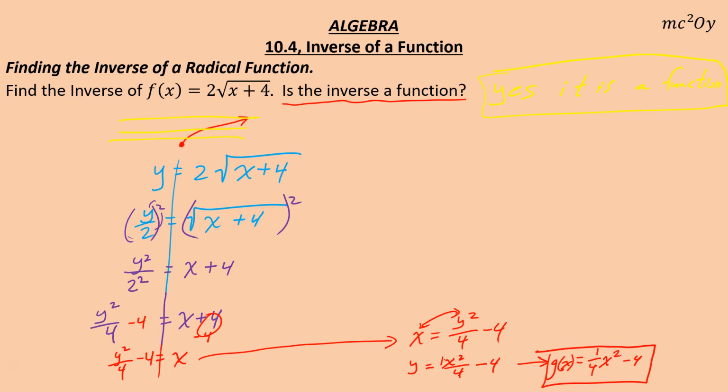And by the way, that inverse is a quadratic. So the picture looks like this, which passes the vertical line test, so therefore it is a function. We already knew that because our original one passed the horizontal line test. Okay, that's all I got for you.